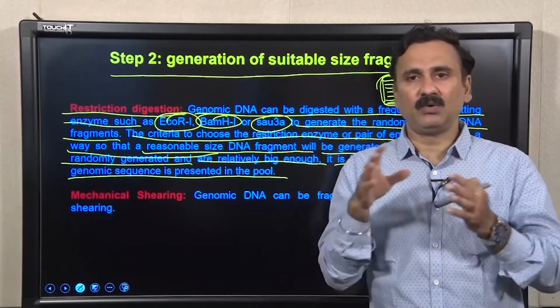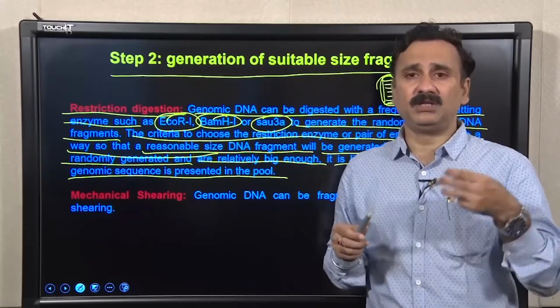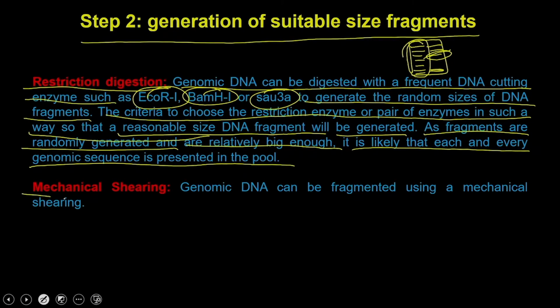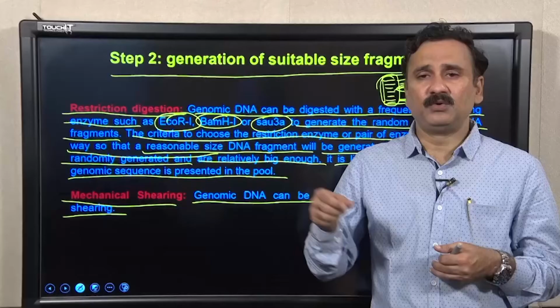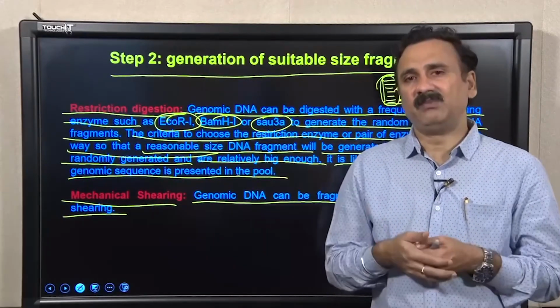That actually is going to tell you that you have the 3 copy of this particular gene present in the genomic DNA. The other method you can do is mechanical shearing. So, genomic DNA can be fragmented using mechanical shearing. For example, you can simply do vortexing of the DNA. As I said, genomic DNA is very long, so it is very susceptible to mechanical shearing. So, if you vortex the DNA, it is going to get fragmented into multiple pieces.